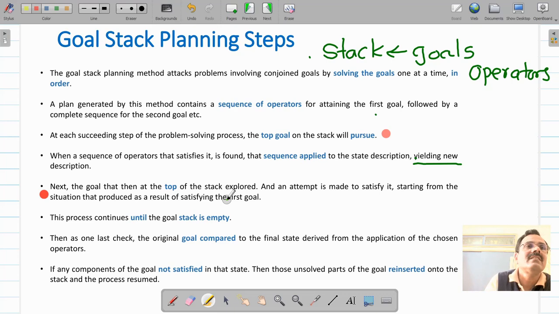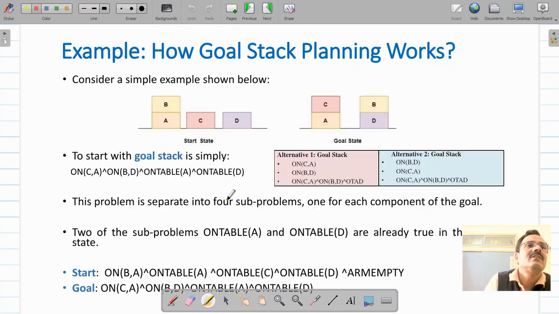Now let us understand this process with a problem of block world. In this block world problem, we have been given a starting state. This is our starting state which is given initially, and we have been given a goal state. So we have 4 blocks: block A, block B, block C and block D. Blocks A, C and D are on the table. Block B is on block A.